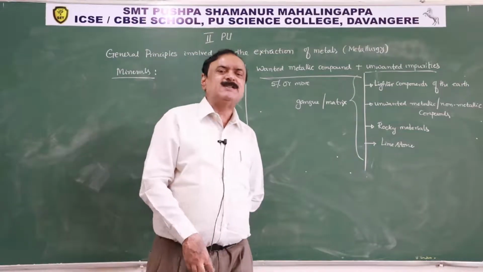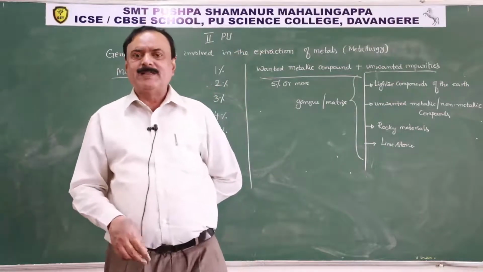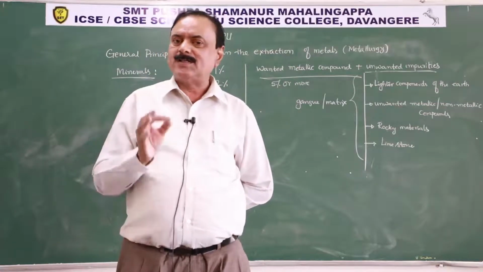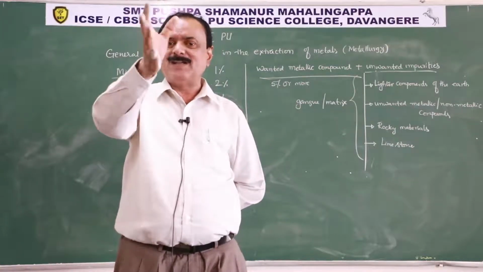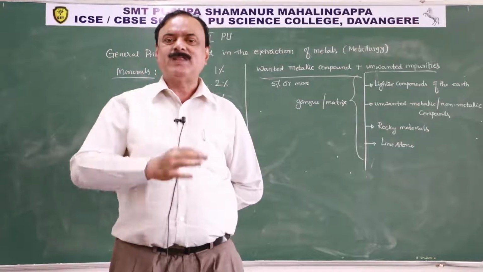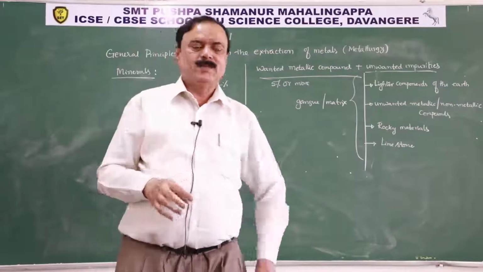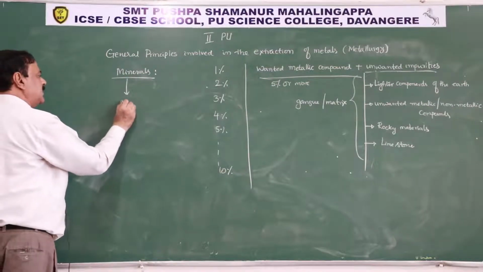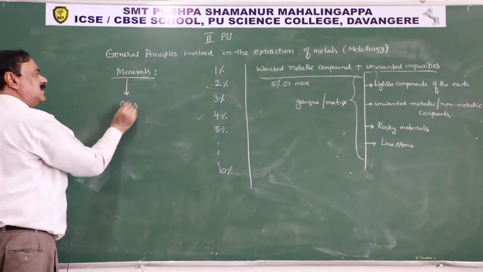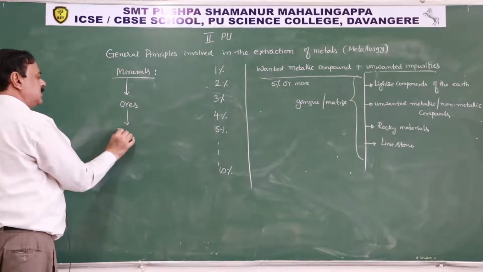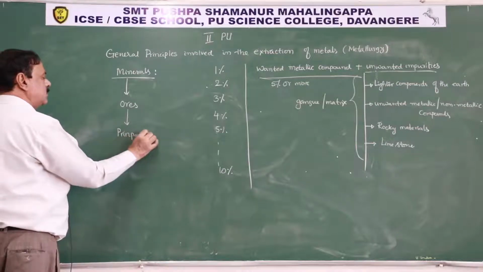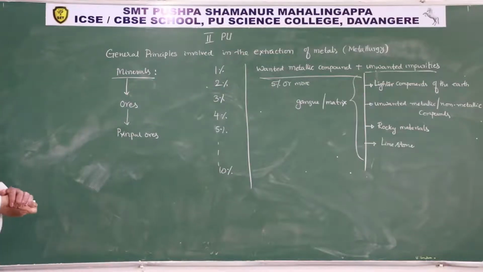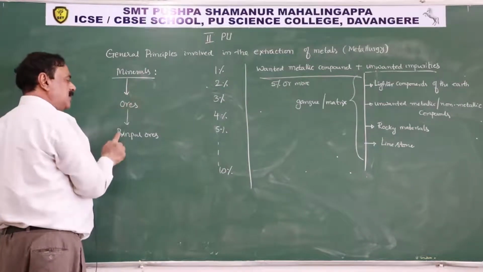If the ore contains the highest percentage of the wanted metallic compound, then that ore is called the principal ore, prime ore. Now, try to understand. First we come across mineral, next we come across ore, next we come across principal ore. From minerals we can segregate ores, and from the ores we can segregate the principal ores.